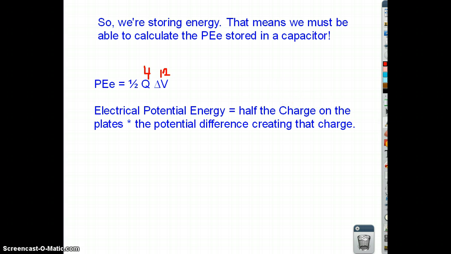Okay, very simple equation. Again, how are you going to sort this from potential energy of charges? If you're just talking about a little charge, a point charge as we would call them, that's a lowercase q. If you're ever talking about a capacitor, you're talking about uppercase Q.